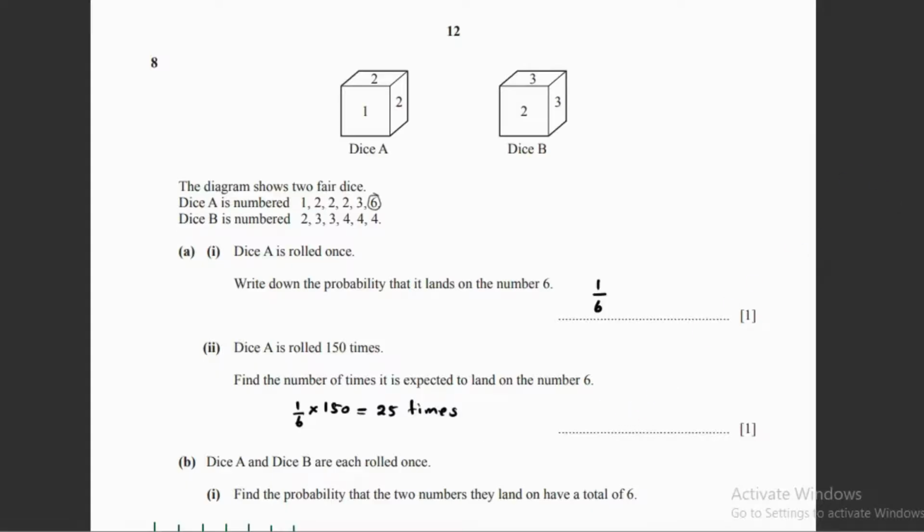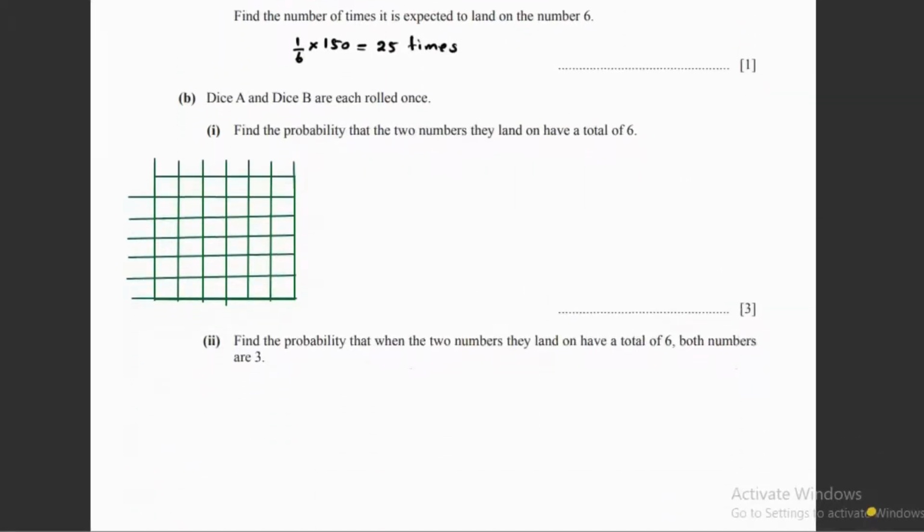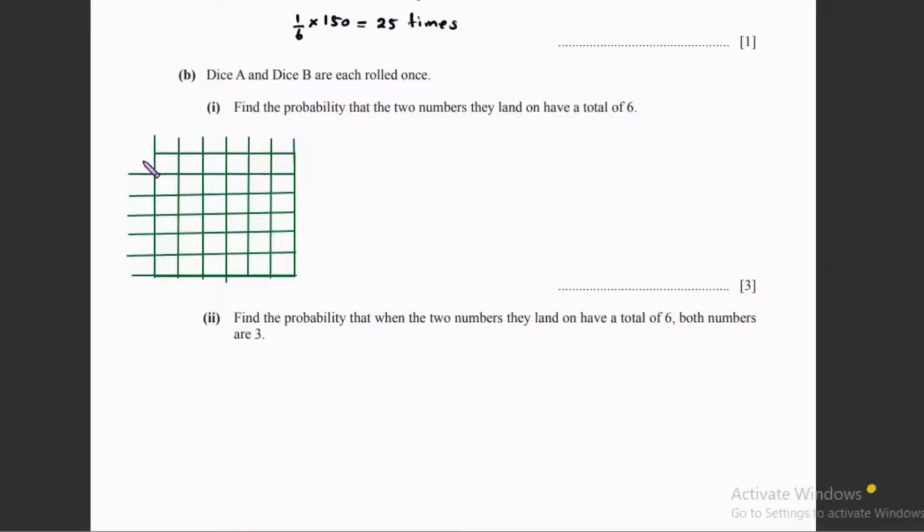Let's move on to part B1. I have drawn a grid here, and I'll tell you the reason why. In this question, dice A and dice B are each rolled once. Find the probability that the two numbers they land on have a total of 6. So a total of 6 means to get a 6.